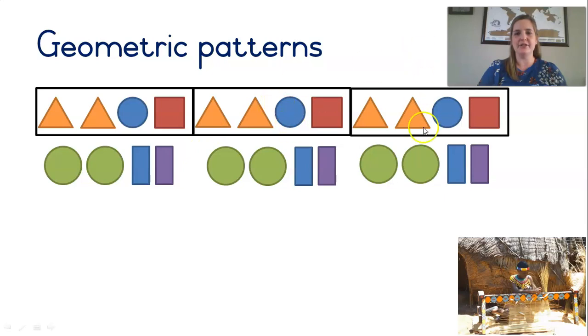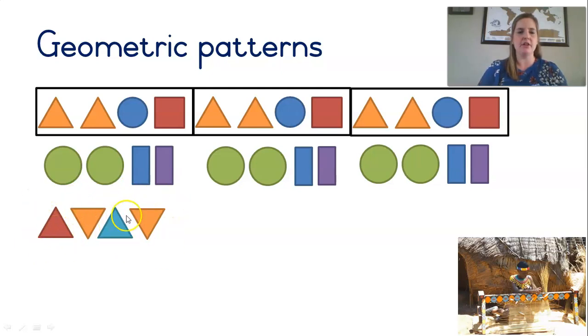Yes. Circle, circle, blue, purple. Very good. Okay, let's try another one. Oh, interesting. Red triangle, orange triangle, blue triangle, orange triangle. What will come next if we're going to repeat this whole lot?